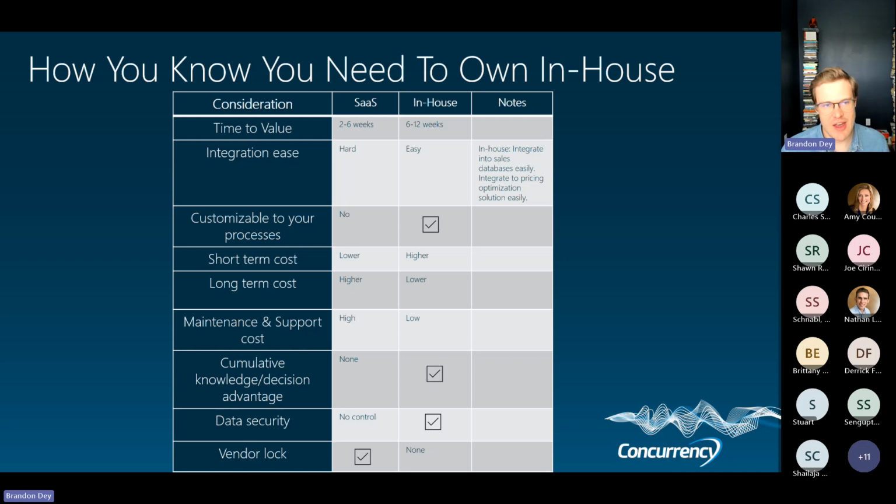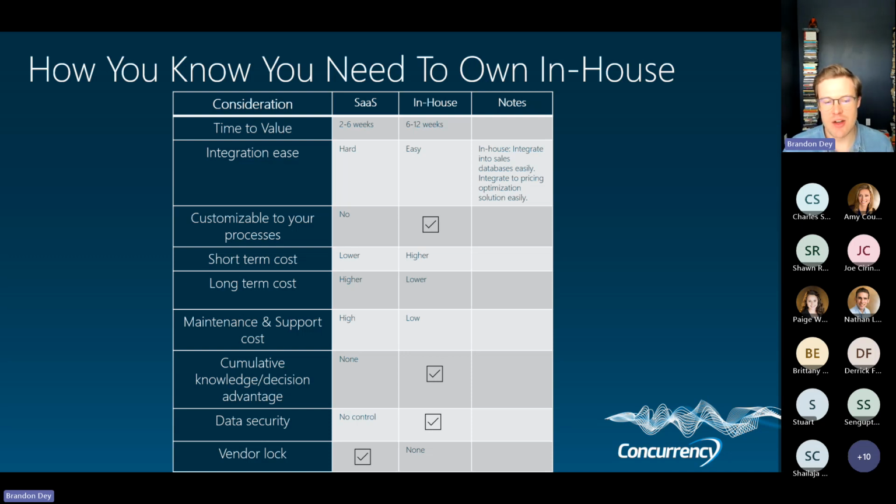You don't really get a lot of that in SaaS solutions, because of how they decide to surface information about the causal drivers of your business. Not every SaaS solution is the same. Some of them offer that, but in general, if you own it in-house, you have total control over the knowledge that accrues to you in the system. Data security, you don't have any control over that if you pursue a SaaS solution, whereas in-house, you're responsible for data security. That can sometimes be a great comfort or concern depending on one's role.